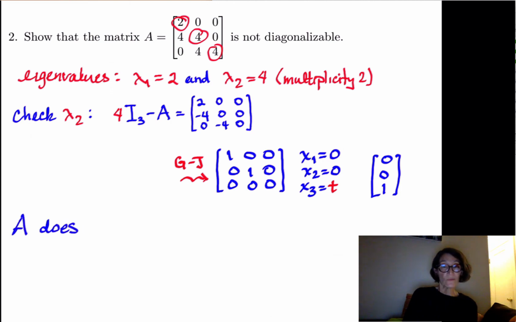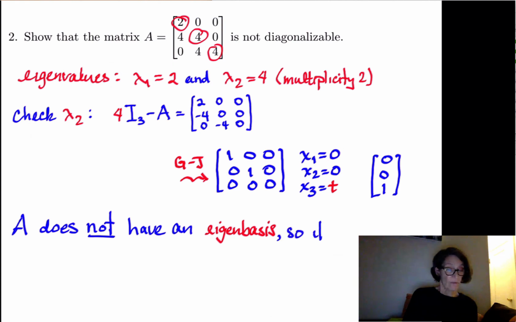So A does not have 3 eigenvectors, so it does not have an eigenbasis. And that means by Theorem 7.5, it's not diagonalizable. All right, so that's how to use the definition of diagonalizability and Theorem 7.5.